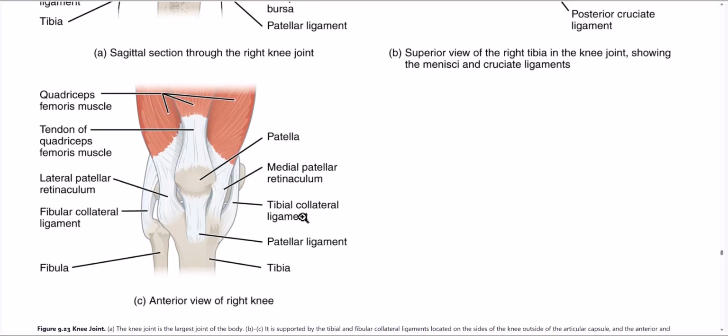From an anterior view, right, we know that there is the quadriceps femoris muscles coming down. And again, they come across the patella. Remember, the patella is considered a sesamoid bone because it is embedded in this tendon. So the patella is actually embedded in the tendon, and then it comes down and attaches to that tibial tuberosity. We see those collateral ligaments on the fibular side and on the tibial side.